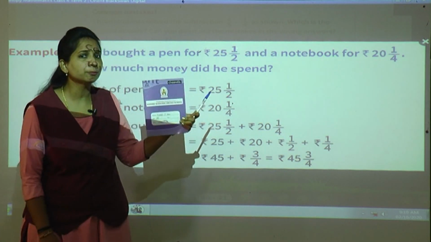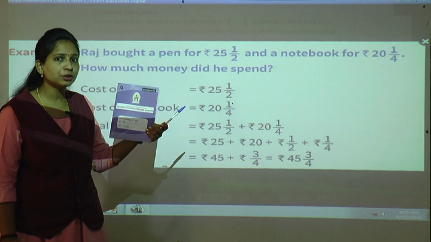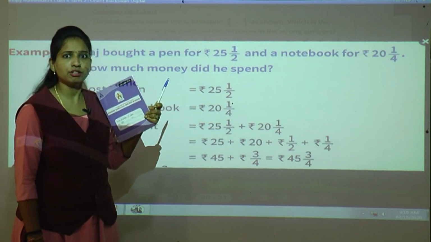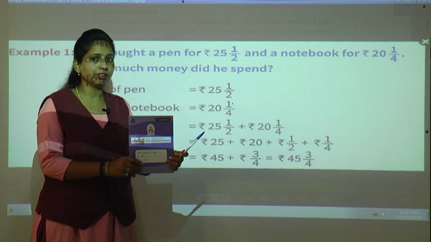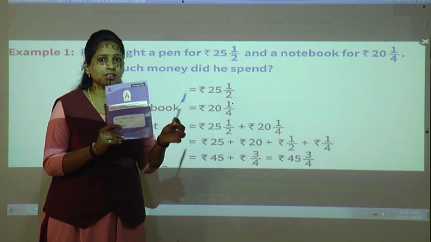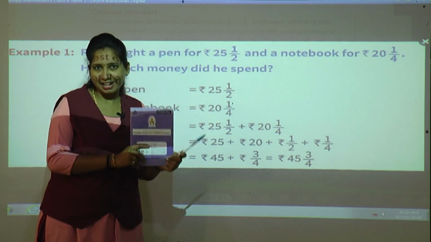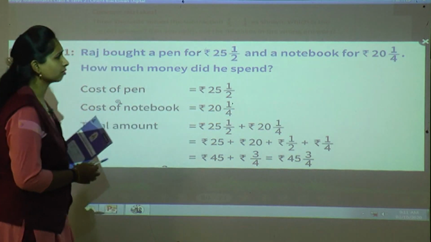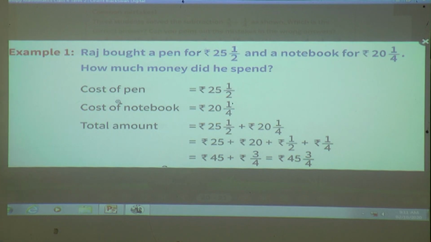So what will you do? Yes, tell me what you will do. Of course we have to add. If you are buying 2 things from one shop, what will you do? You will add both the amounts. Then you will do the calculation and give that amount to the shopkeeper, isn't it?